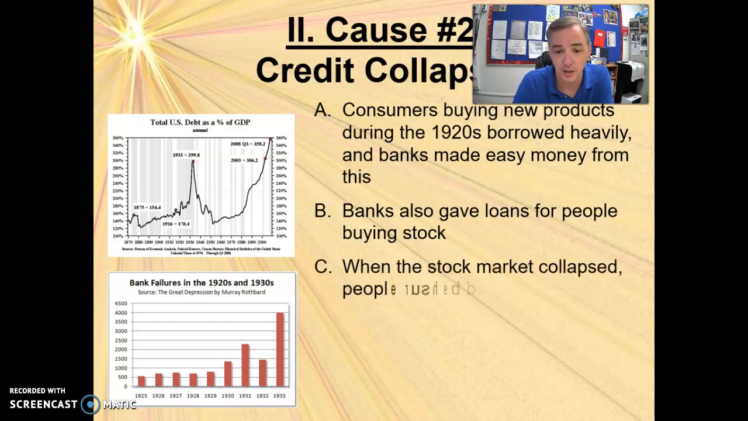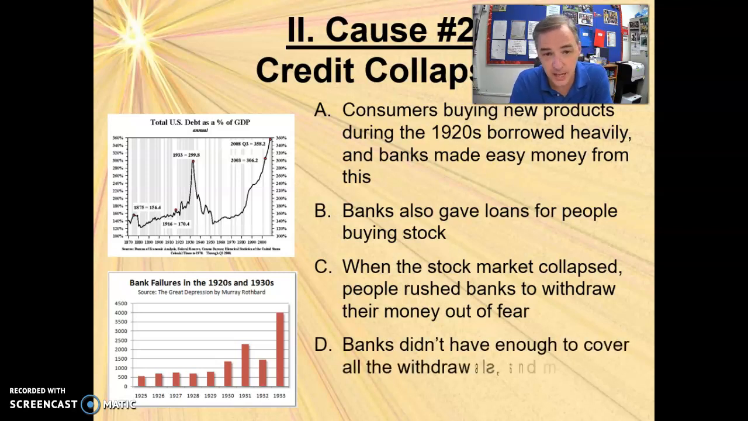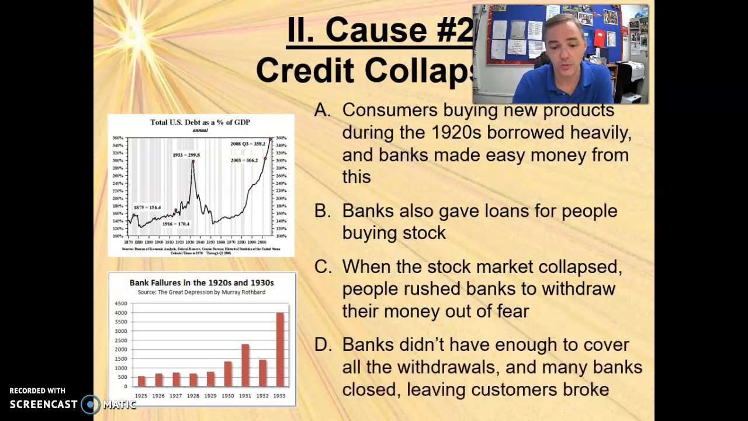When the stock market collapsed, you begin to see people rushing to the banks in order to withdraw their money. So not only are the banks not going to make their money back from the stock market collapse, but now banks are starting to see people literally pulling their entire life savings out of banks out of fear that they would lose their money. Well, unfortunately, when banks see all the money pulled out, they close. Banks simply did not have enough money with the withdrawals, and many of the banks closed. The bottom left screen shows you that by 1933, you have huge numbers of banks simply failing.